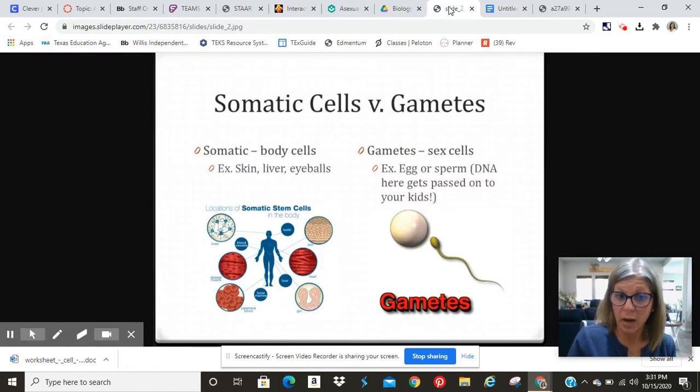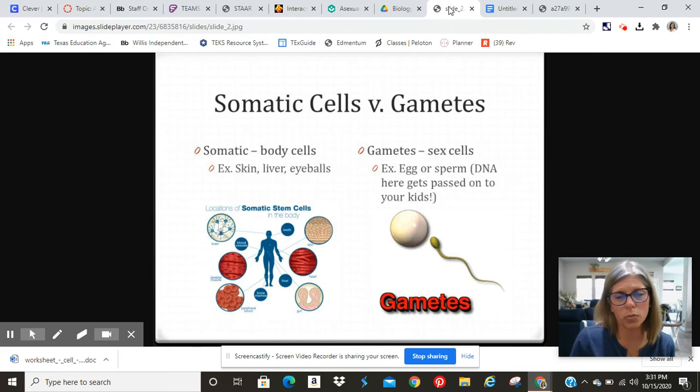A few reminders for you again, of course, the difference between your somatic cells and your gametes. And I'm going to repeat this frequently because we're going to start with mitosis. And then eventually, when we start talking about traits that you inherit, we'll get into meiosis and how our sex cells form. Your somatic cells are the cells that are going to use mitosis to reproduce.